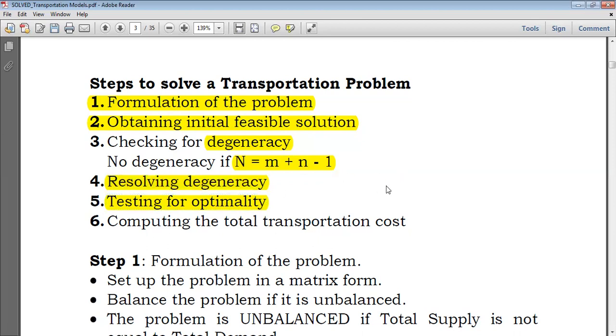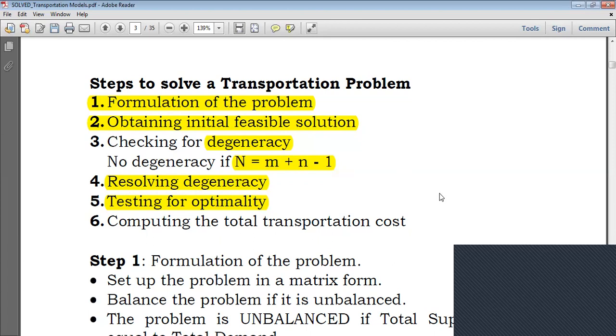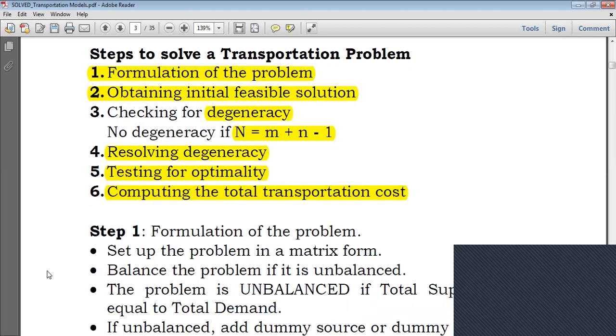While testing optimality, degeneracy may arise again. So you have to check for optimality, and check for degeneracy and resolve it whenever you obtain a solution. That's what we have to do. And finally, you compute the total transportation cost and you reach the result. So it's just like that. All right, we'll follow these steps to reach the optimal solution. But most of the time, you could be asked to just obtain the initial feasible solution.